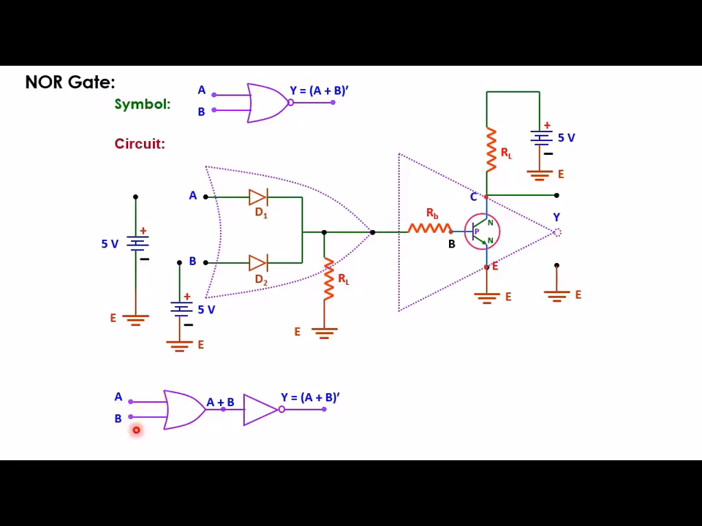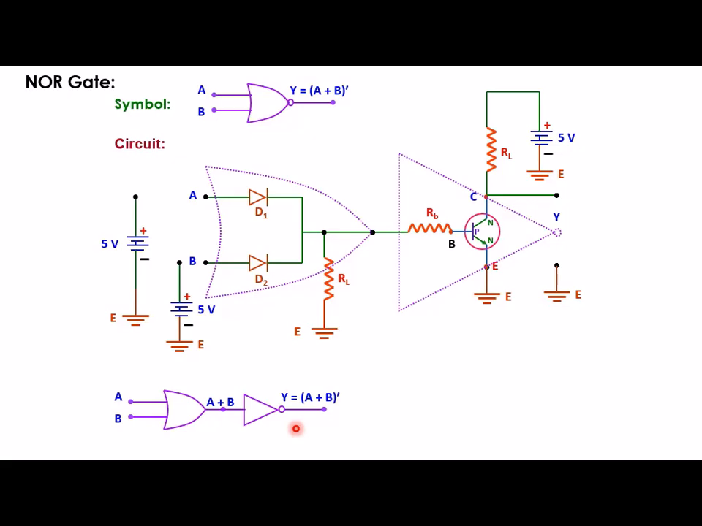If A and B are two inputs, then the output of this OR gate is A or B, represented by A plus B. Now this A or B, represented by A plus B, is input to this NOT gate. Since the NOT gate has only one input, the output of this OR gate is directly fed to the NOT gate, and the output of this NOT gate will be equal to the complement of the output of this OR gate.